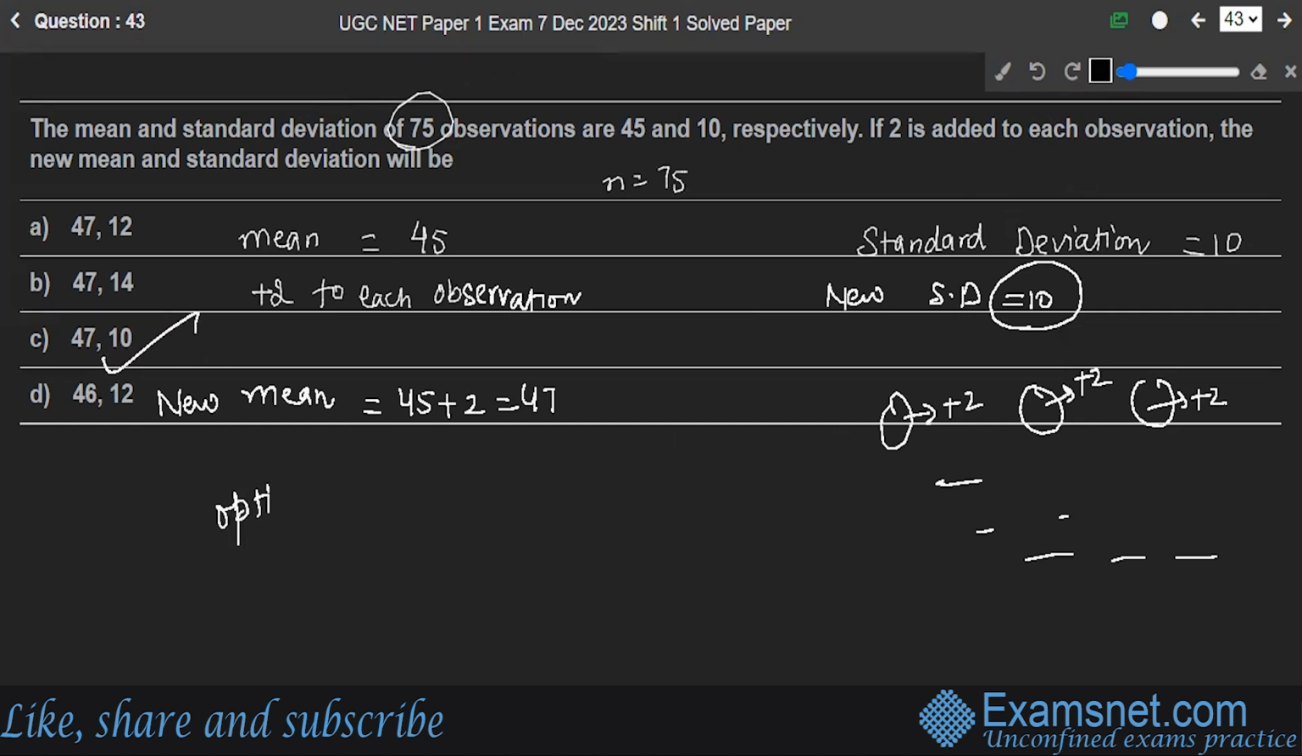You have the C option. This is the right answer to the question. It was a pretty easy question. Actually, there was nothing to be solved in the question. It was purely logical. Got it?